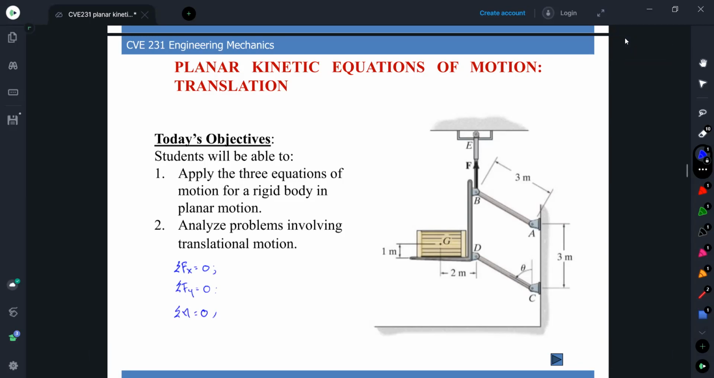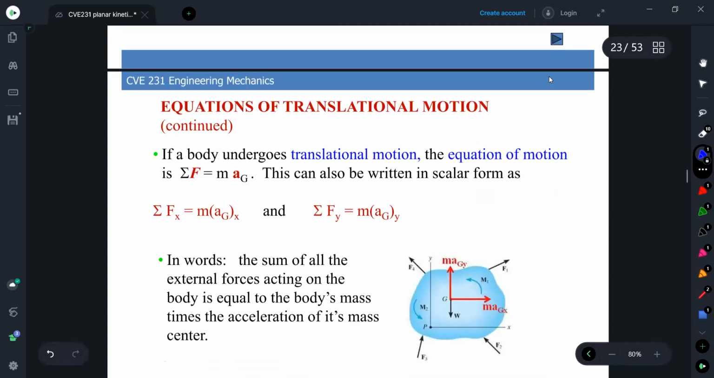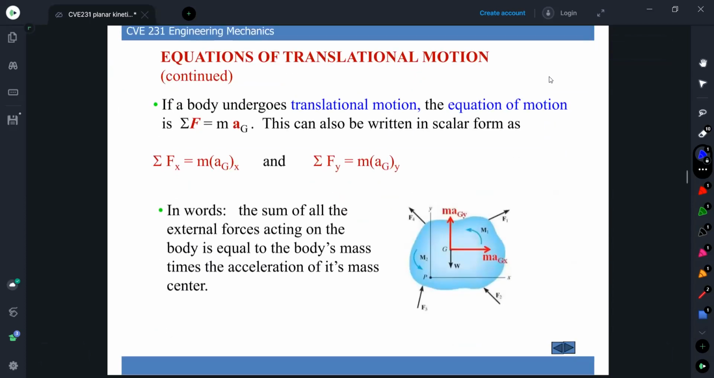So for the case where the body has motion, if the body has translational motion, the equation of motion becomes summation F is not equal to 0 anymore. It becomes equal to ma, where a is the acceleration. This is the summation of vector force, and it is equal to mass times the acceleration vector at the center of mass.